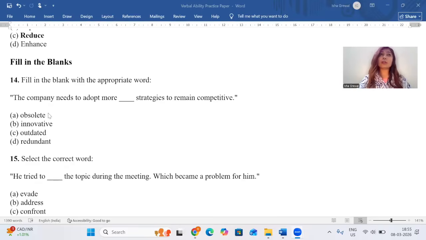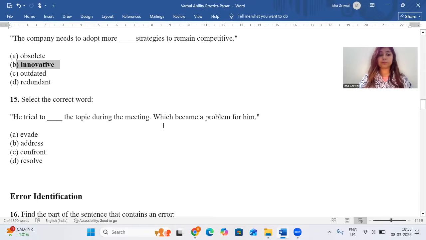Obsolete cannot be there. Obsolete matlab jo kho chuka hai, which is long lost. Outdated also is the same. Redundant means repetitive, very boring. So innovative is going to be the word that is going to fill in the blank. As I told you, the blank requires something which is positive.